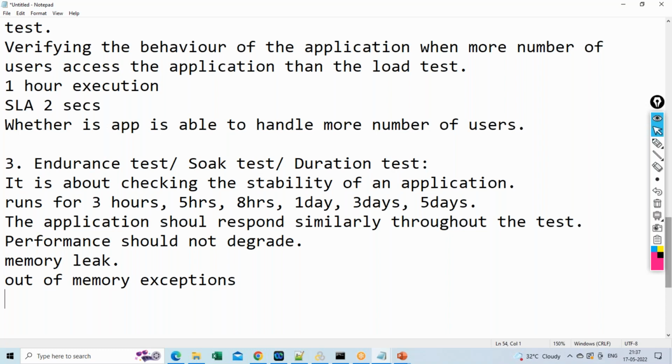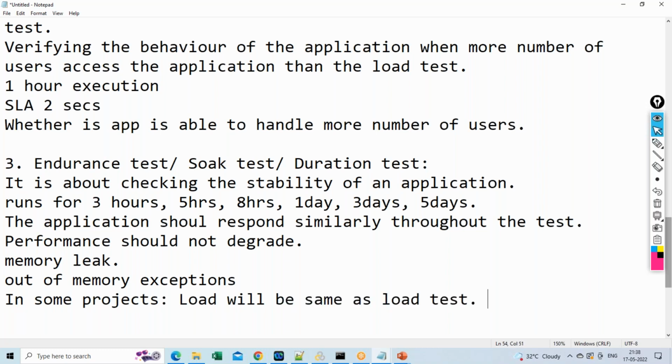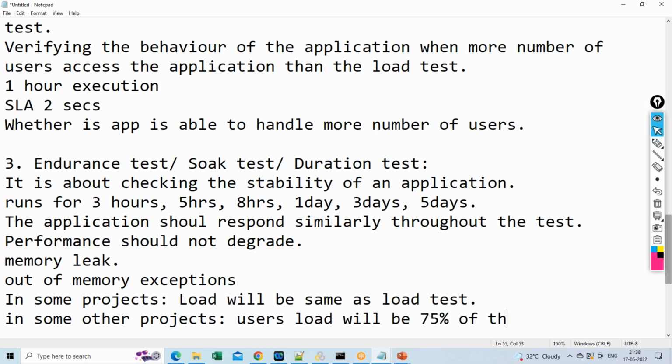the load for this particular endurance test. In some projects the load will be the same as the load test. For example, if we are testing with 500 users in the load test, the endurance test also should be executed with 500 users. In some other projects, the user load will be 75% of the load test.